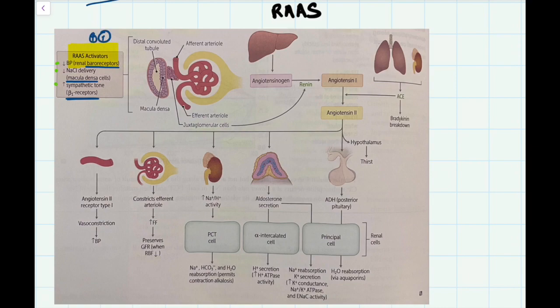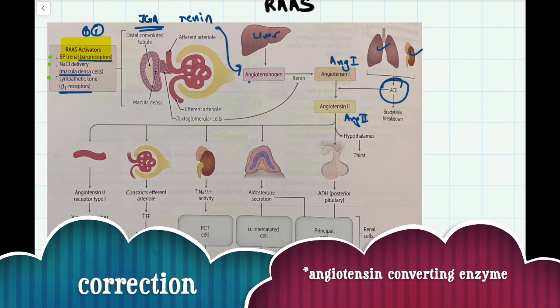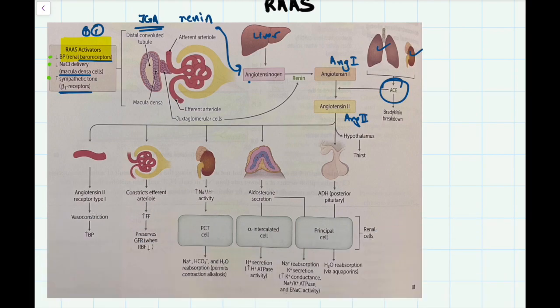right. So what happens is that the juxtaglomerular apparatus secretes renin. Renin causes the conversion of angiotensinogen to angiotensin 1. Angiotensinogen is secreted from the liver. Now angiotensin 1 is converted to angiotensin 2 by ACE, right, that is secreted from the lungs. ACE stands for angiotensin converting enzyme, right. It has another function that it causes the breakdown of bradykinin.